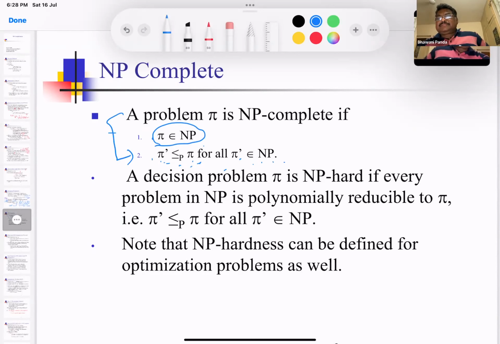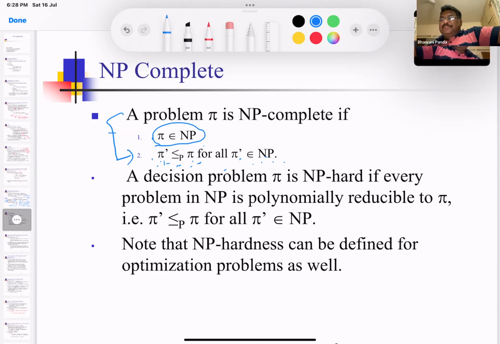If no such pi dash exists, then can you say that there is an NP complete problem? No, you have to show there should be at least one problem. We have not come to that definition yet. The definition is that for all pi dash in NP, pi dash is polynomially reducible to pi. So though it is a definition, it is not a working definition. We'll see in the next slide what is the working definition of NP completeness.